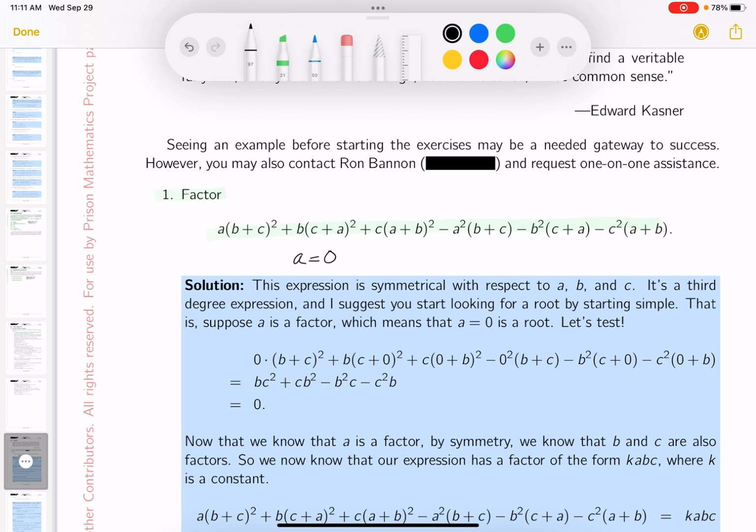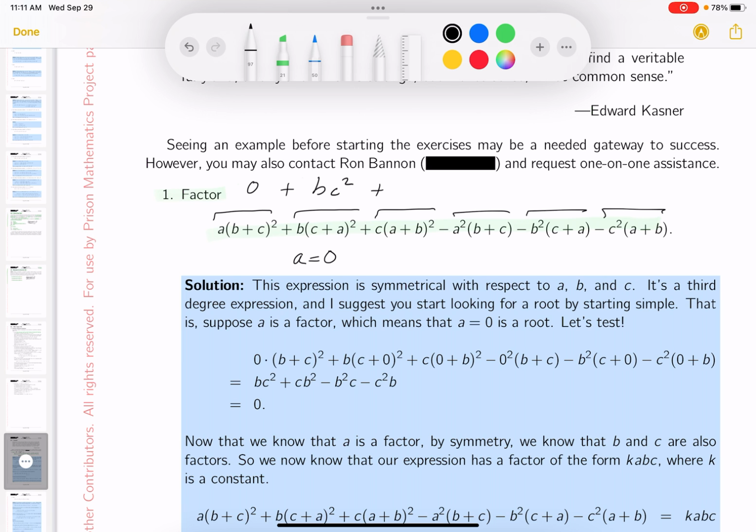If A is 0, what would you get for the first term? And by the way, I'm talking about terms. This term, this term, this term, this term, this term, and this term. I'm going to see if it's true. If a is 0, what would I get for the first term? 0. What would I get for the second term if a is 0? I would get bc squared. What would I get for the next term? If a is 0, I would get cb squared.